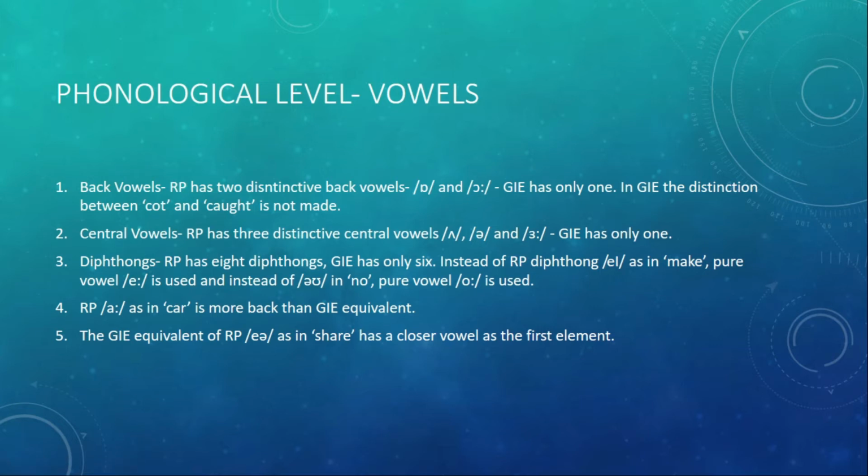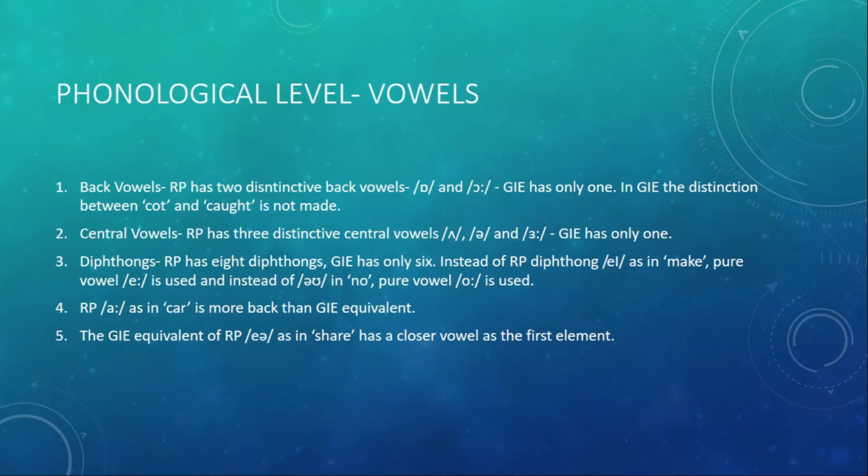But in GIE, you only have one. For example, let us look at these words, cot and caught. Most Indians don't distinguish between the sounds in these two words. The first word is pronounced cot and the second word is caught. But this distinction is not often made by Indians. So while RP has two distinctive back vowels, GIE has only one.